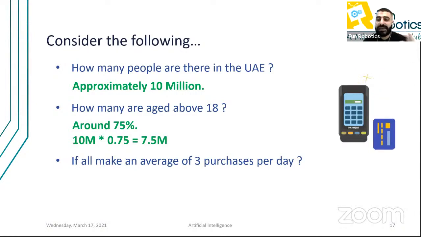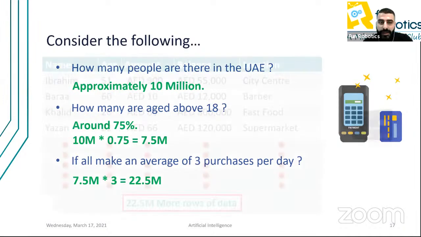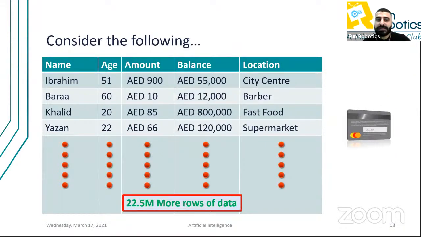If we assume that each person makes 3 purchases a day, you go to the supermarket or the mall, wherever, and you make 3 purchases a day, that is a total of 22.5 million purchases. So you've got 22.5 million sets of data. Let's consider that it looks like this, with your name, your age, the amount that you spent today, your balance on your card, and where you spent it. So you spent 900 dirhams at City Center today. Khalid here spent 85 dirhams on fast food today, and he's very rich. He has 800,000 dirhams in his bank account. And then there's 22.5 million more rows of data, right? Because we said there are 22.5 million purchases made a day.